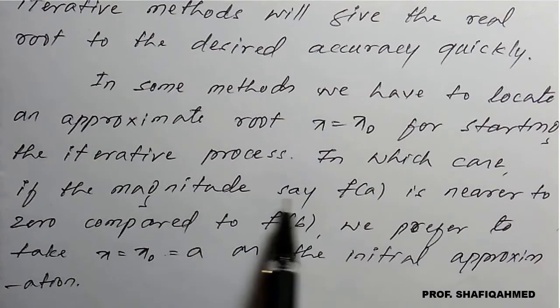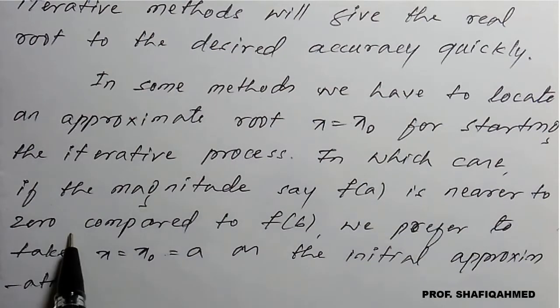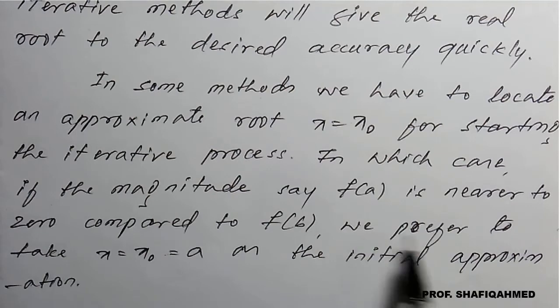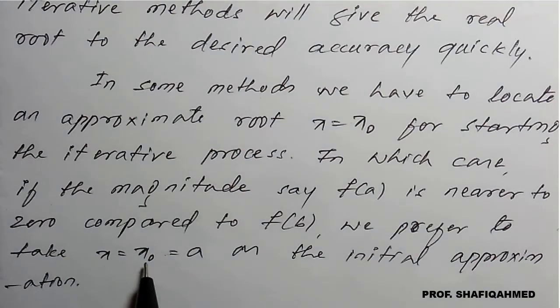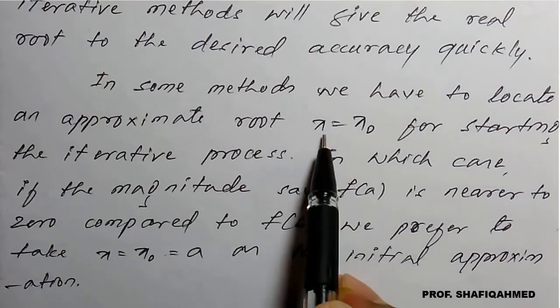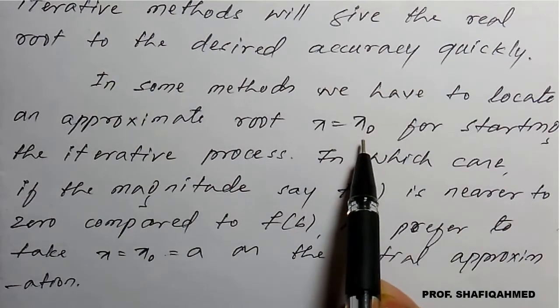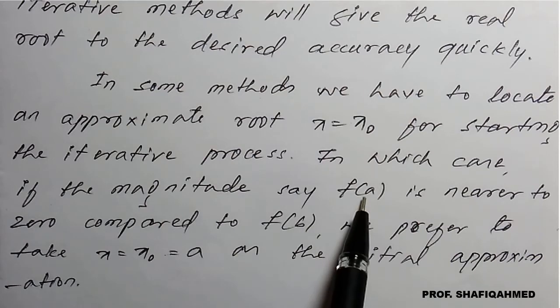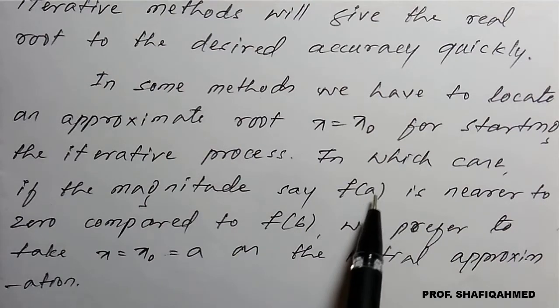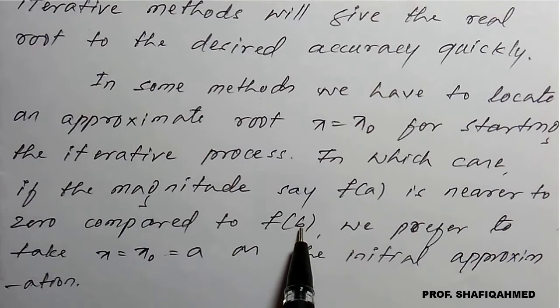In such cases, if the magnitude of f of A is nearer to 0 compared to f of B, we prefer to take x equal to x naught as the A value, as the initial approximation. So I will go back to that problem once again to show this. For which of f of A and f of B do we have to consider x naught, that is the initial value? The answer of f of A or f of B, whichever is nearer to 0, for that we have to consider x naught value, which is the initial approximation.